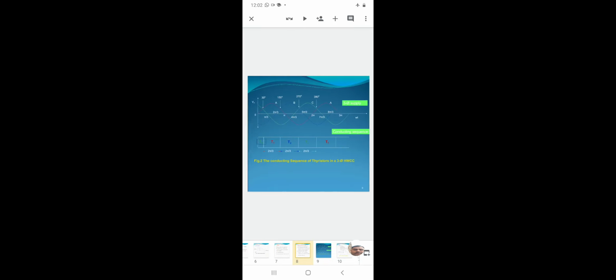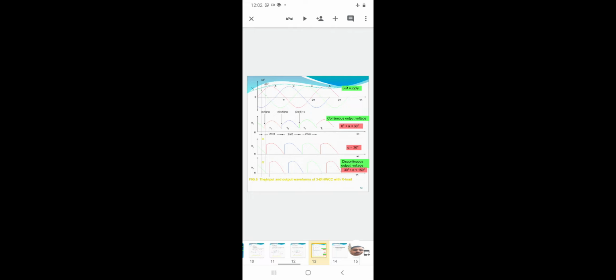So this is for phase A: T1 starts conducting. For phase B, T2 starts conducting. For phase C, T3 starts conducting. The conduction sequence: here at omega t equal to pi by 6 plus alpha, we have to discuss.